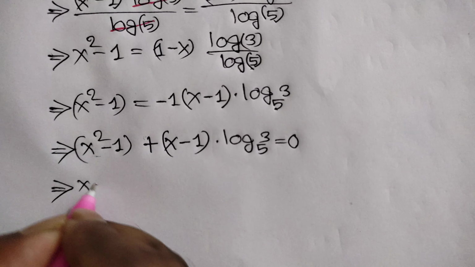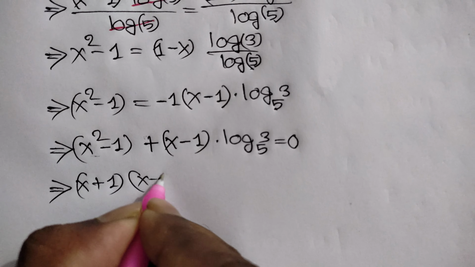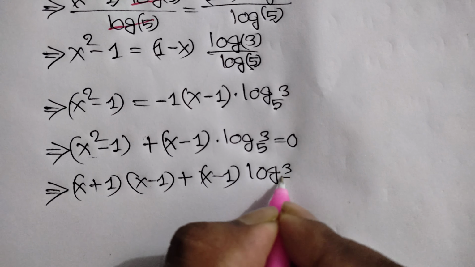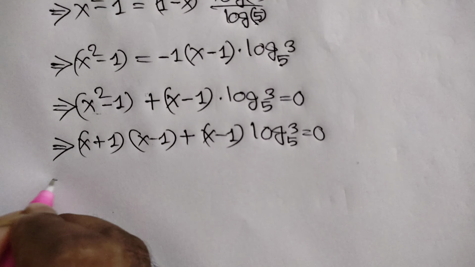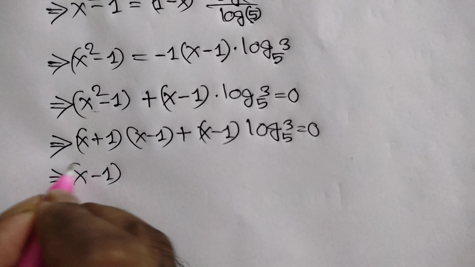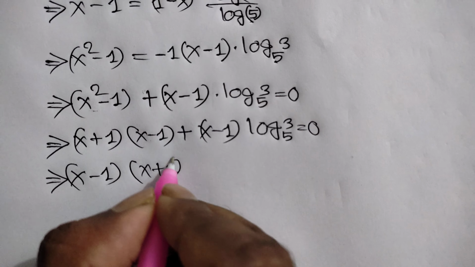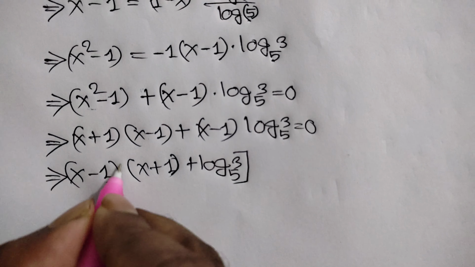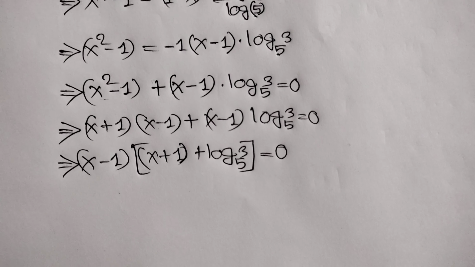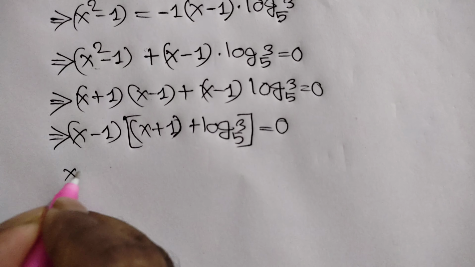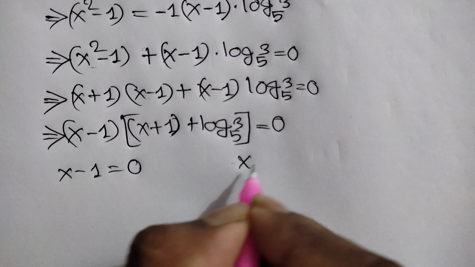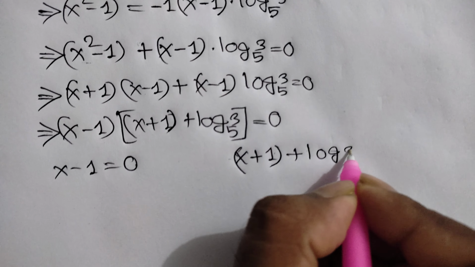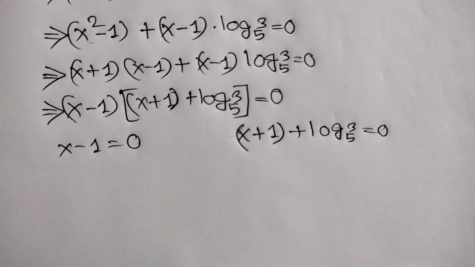Now here we can use an algebraic formula, so we can write x plus 1 times x minus 1 plus x minus 1 times log of 3 base 5 is equal to 0. Now taking common x minus 1, we will get x plus 1 plus log of 3 base 5 is equal to 0. Now from here we have two solutions, so we can write x minus 1 is equal to 0 and x plus 1 plus log of 3 base 5 is equal to 0.